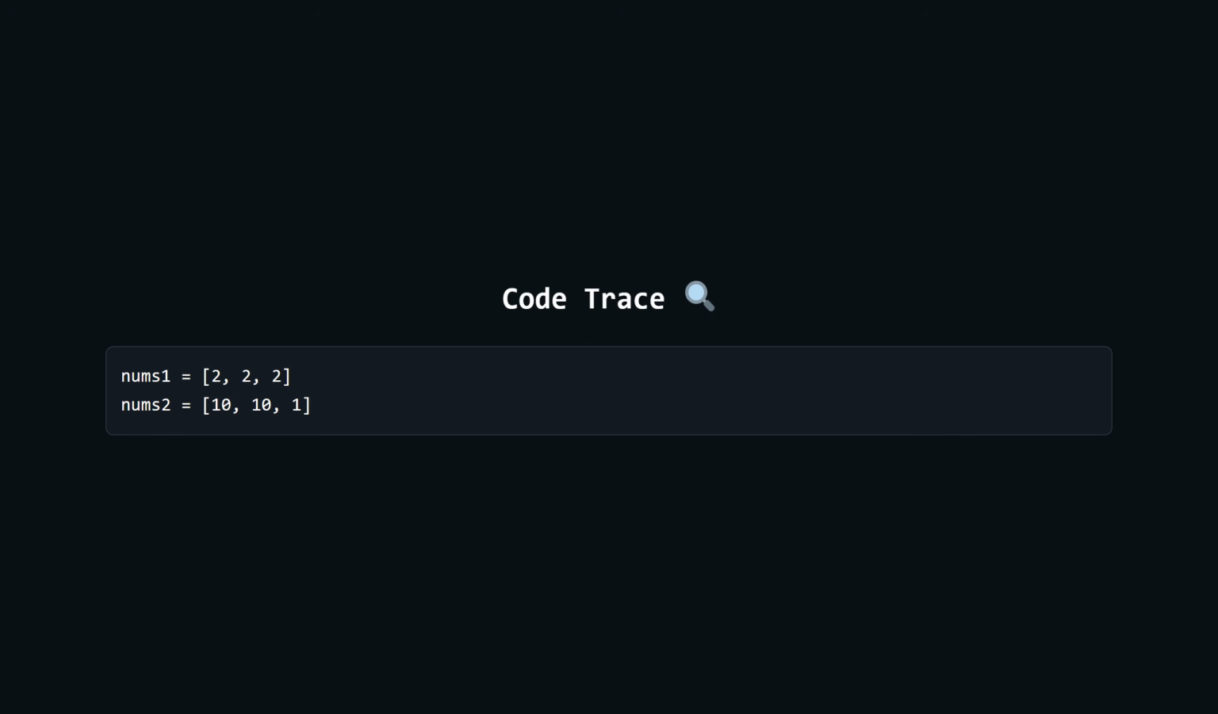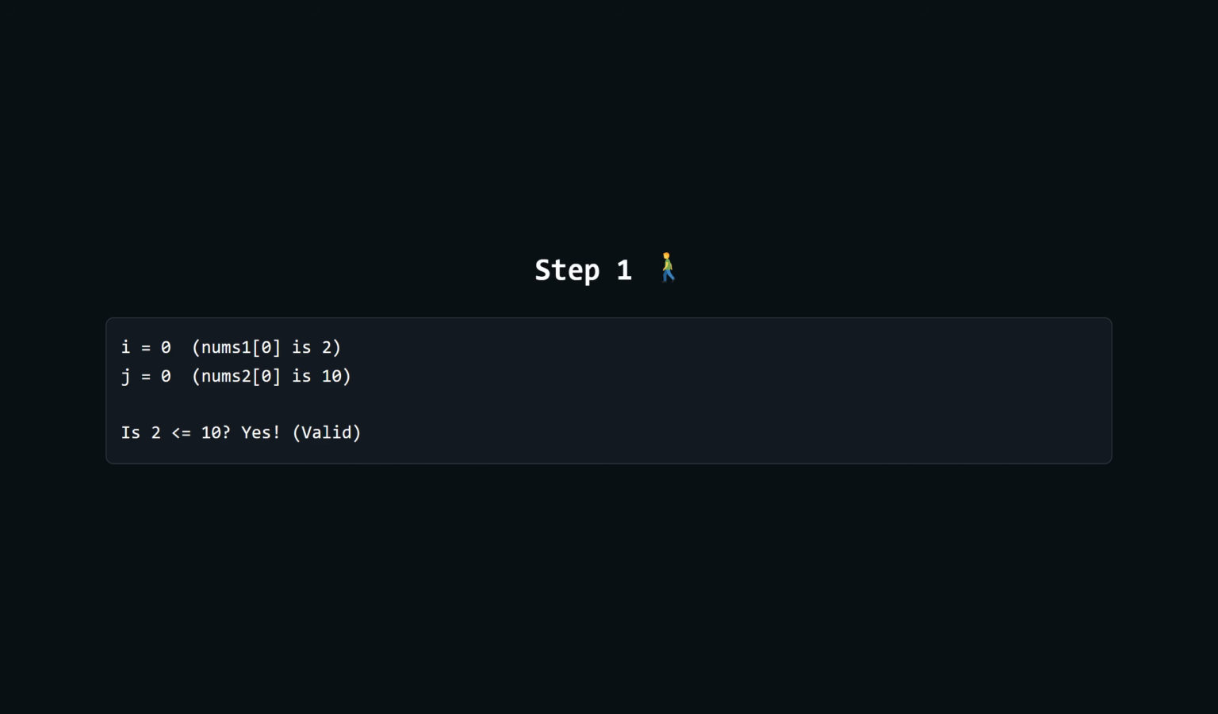Now back to the trace. Let's run a simple example through this logic, step by step, to visualize it. We start both pointers at 0, 2 is less than or equal to 10, so this is a valid pair. Our maximum distance so far is 0. Because it was valid, we move j one spot to the right to look for a bigger gap. Now j is at 1. 2 is still less than or equal to 10, so it is valid again. We calculate the new distance, which is 1 minus 0. We update our max distance to 1, and move j right again.